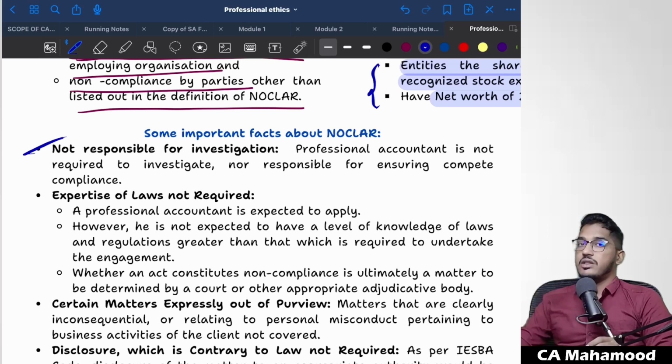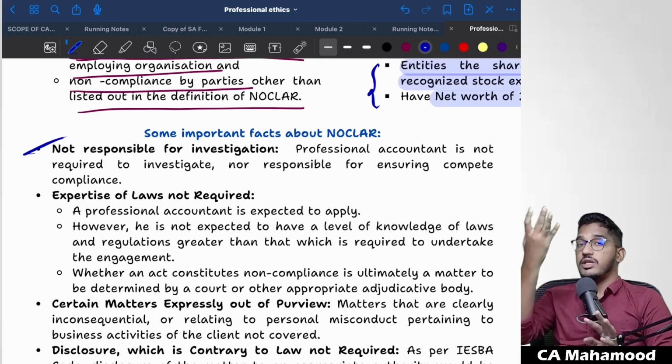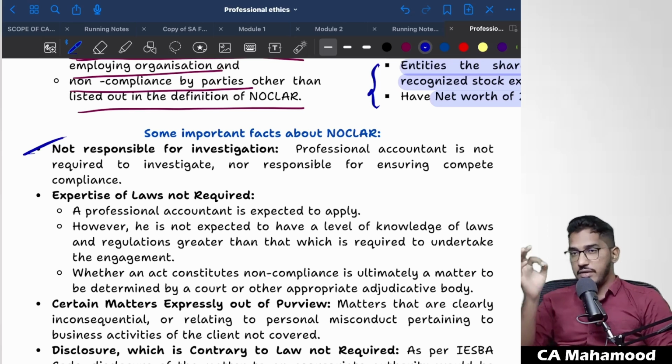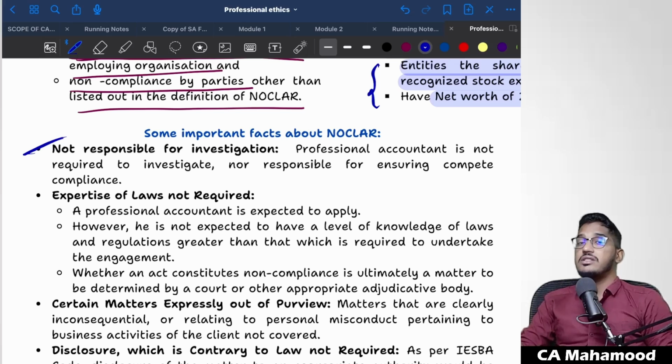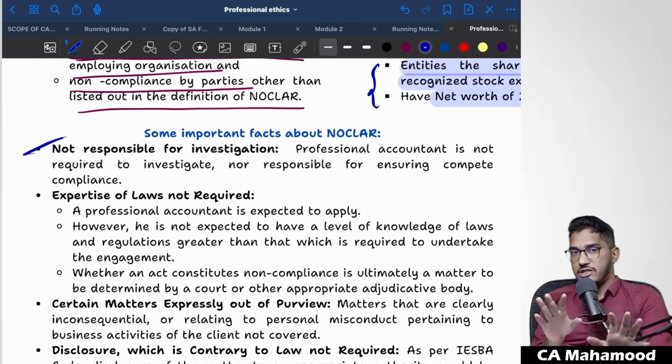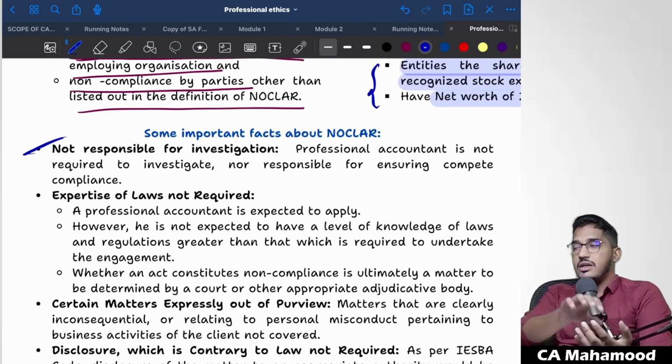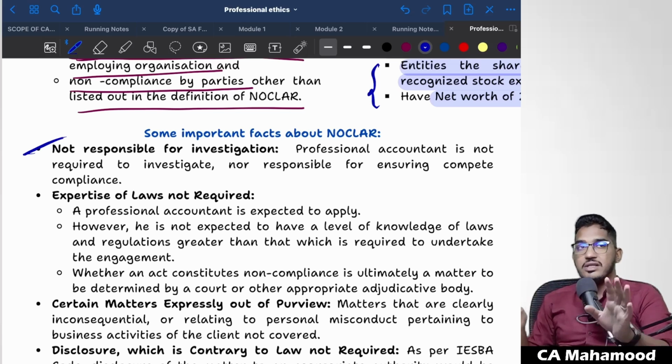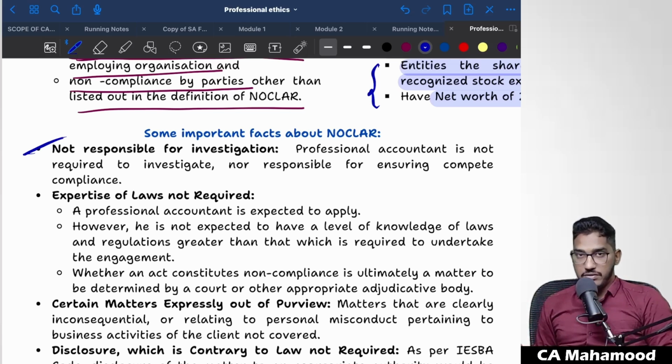As a part of your routine responsibilities, for example, if you are conducting an audit of some client company, as a part of your audit, if you come to know about any non-compliance with laws and regulations, then you will report. Similarly, if you are an employee in some organization, as a part of your normal responsibilities, if you come across any such non-compliance, then only you will report. NOCLAR is not putting any specific requirement on professional accountants to do a detailed investigation of laws and regulations. Don't do a separate investigation to check whether your client or employing organization has complied with the laws and regulations.